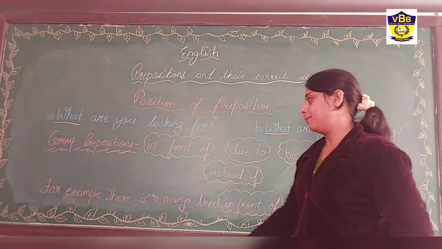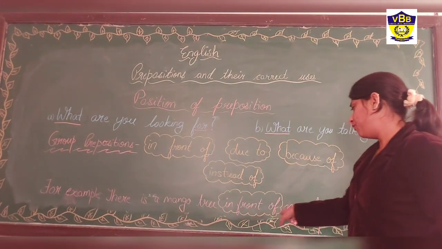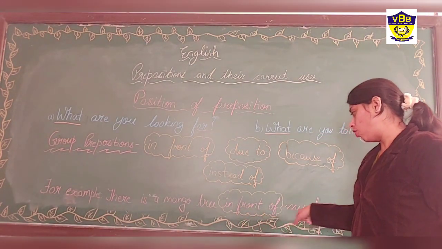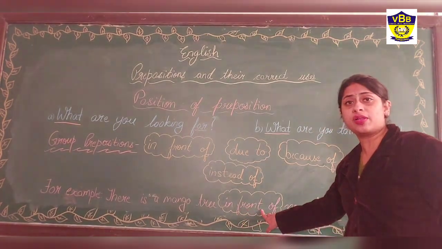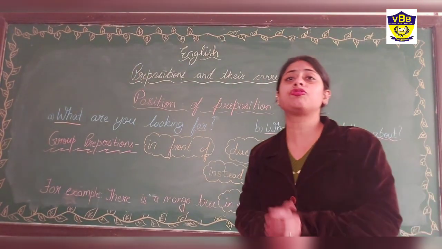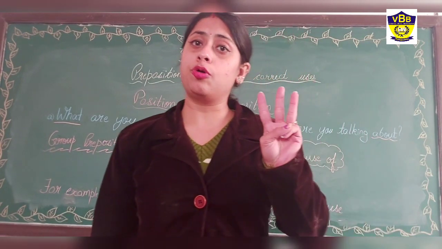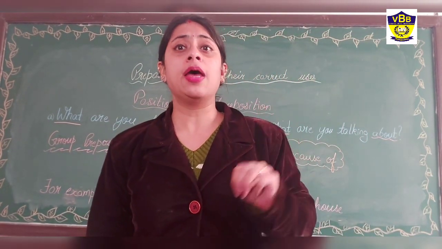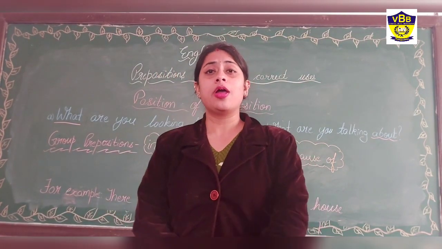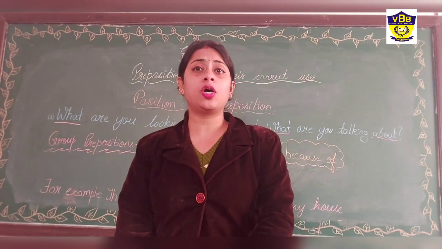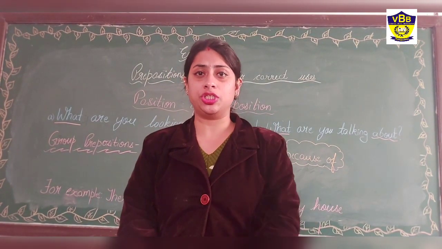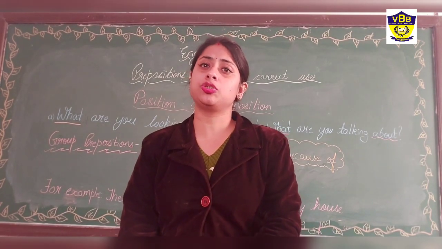Here we have used three words together and all these are prepositions used together in a particular group. For example, there is a mango tree in front of my house. In front of will be your group preposition, because here we have used three words together in a group. So that will be your group preposition. That's how we use group prepositions. I am proud of you. So here which will be the group preposition? Proud of will be your group preposition because we have used two words together.